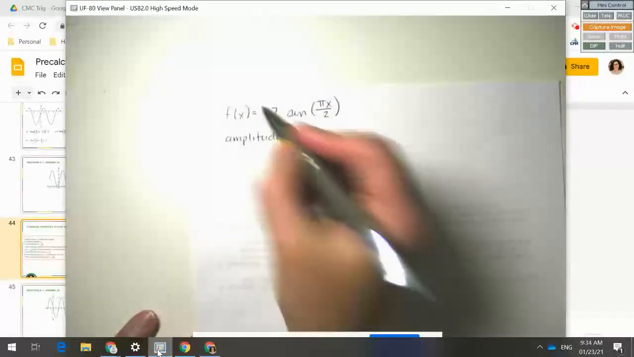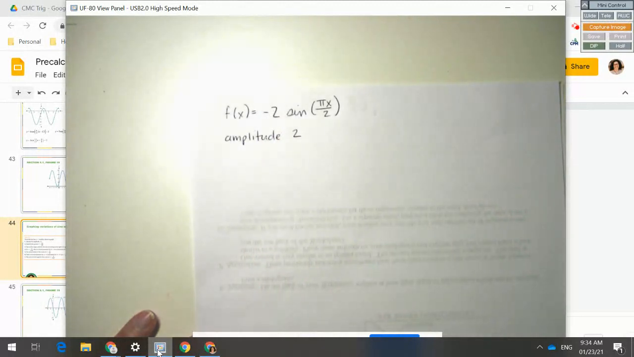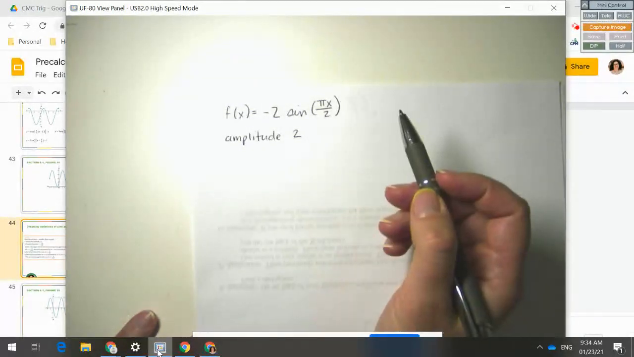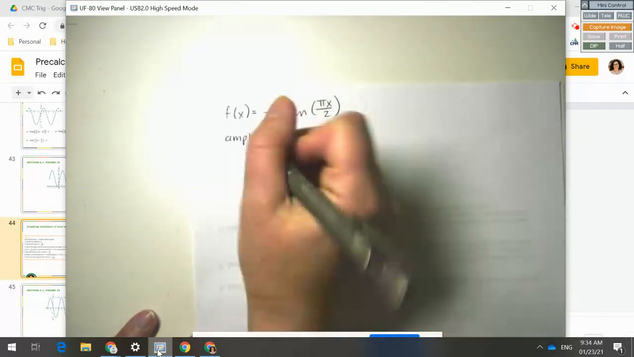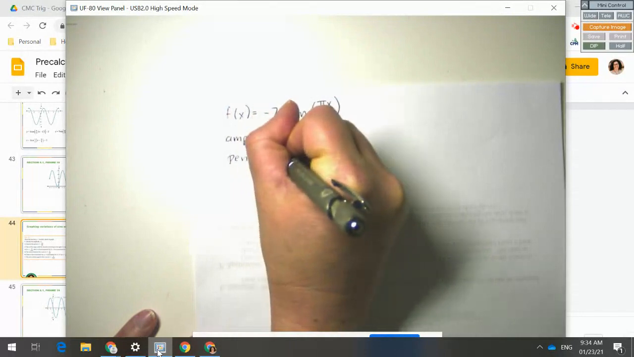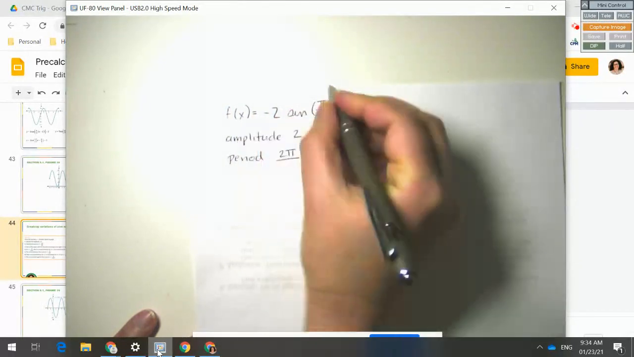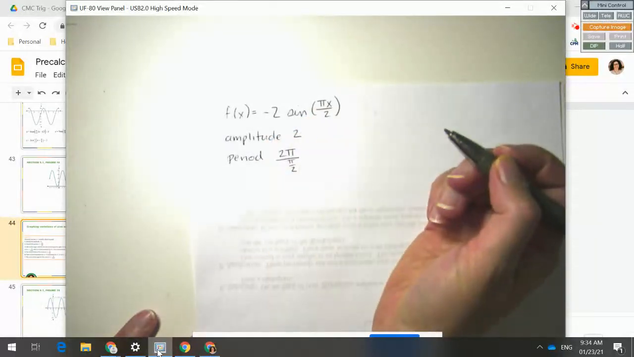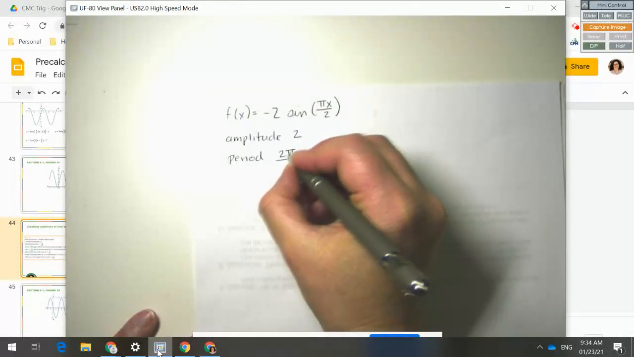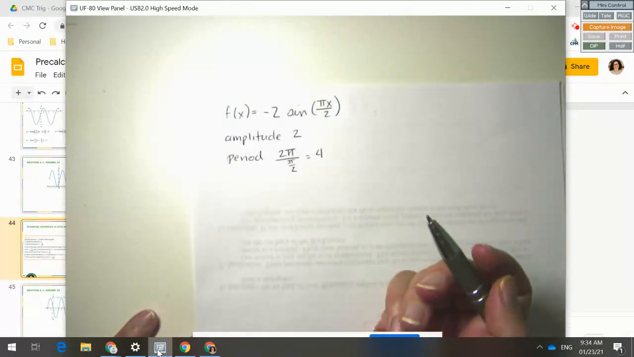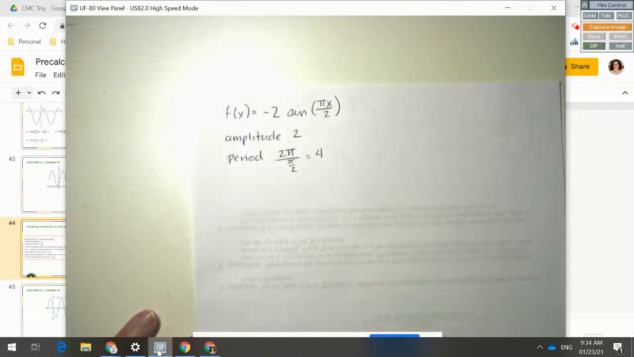So other things we need to pay attention to. We have this minus sign out front, right? So that's going to be a vertical reflection. And we have this pi over 2 times x, so we have to figure out what the period is going to be. The period is going to be 2 pi divided by pi halves, whatever the coefficient of x is. So the pi's are going to cancel. If we invert and multiply this denominator, we're going to get that the period is 4. The pi goes away completely.